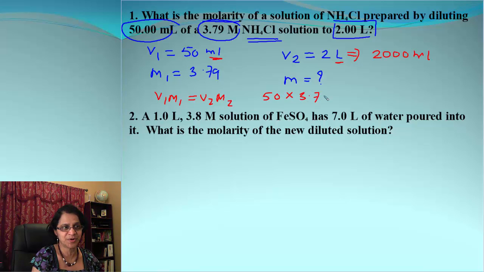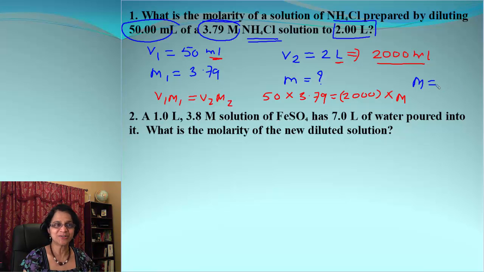When we plug in the values, what do we get? 50 times 3.79 is 2000. Remember, we have to use the same unit. So it's the new one which we got, times molarity. And when we actually solve, that comes out to be 0.095.